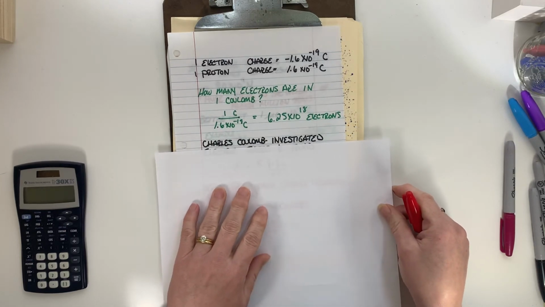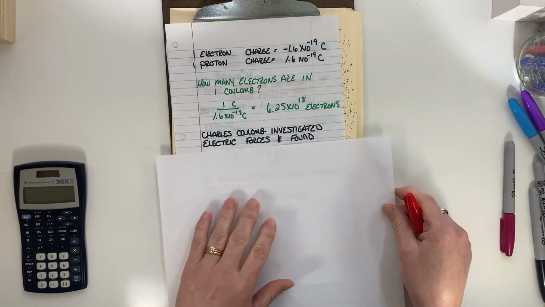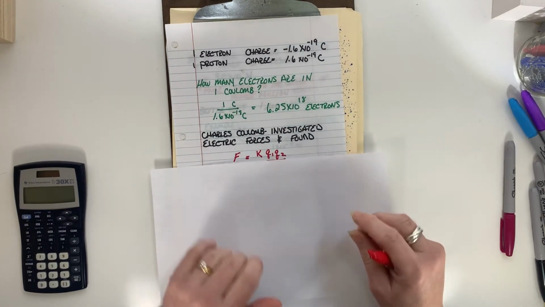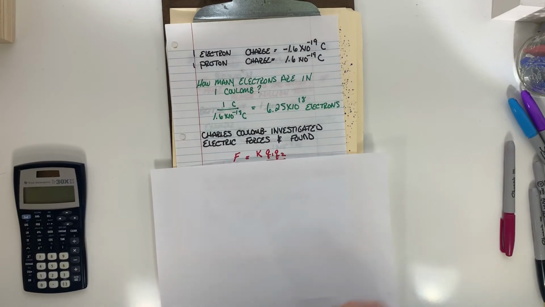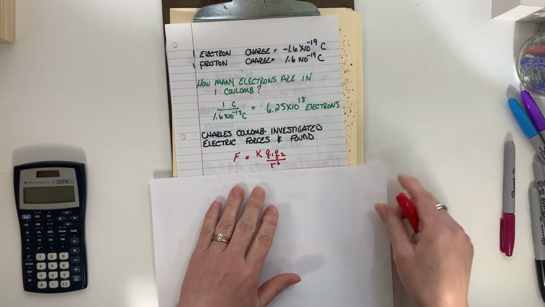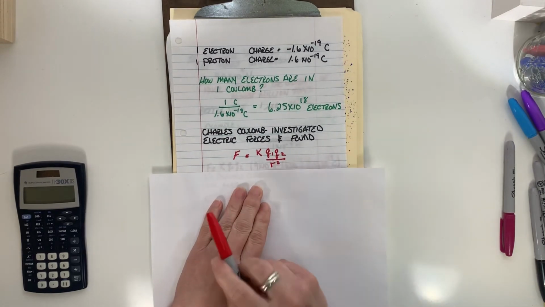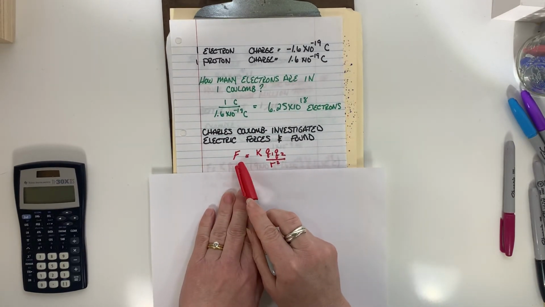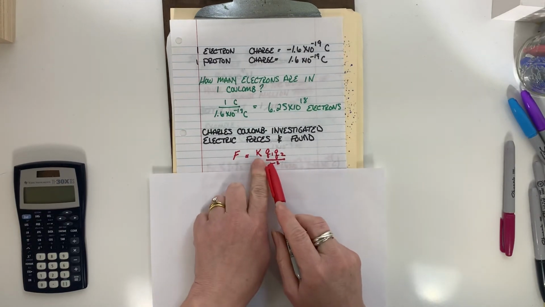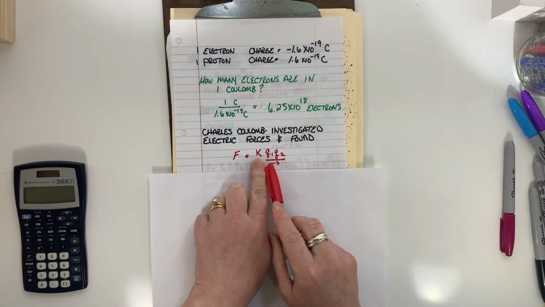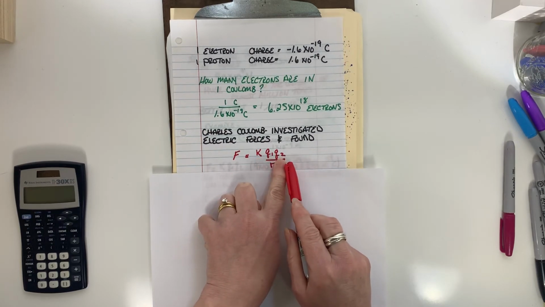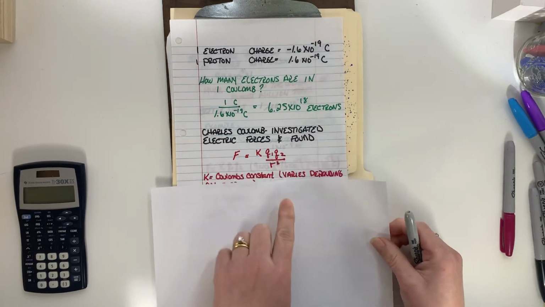Charles Coulomb, he was a French scientist, and he investigated electrical forces, and he found this equation. He found that the forces were related. And this actually looks like one of our other equations for force that we learned before. But let's go into this one. So the force between two charges is equal to K, which is what we call Coulomb's constant. We'll talk about that in a minute. Q1, the charge of the first one, times Q2, divided by R squared.